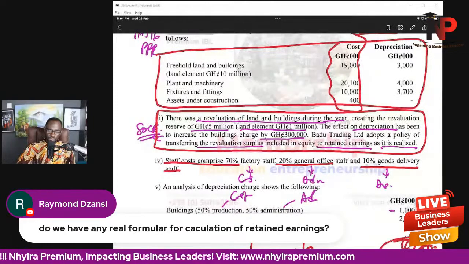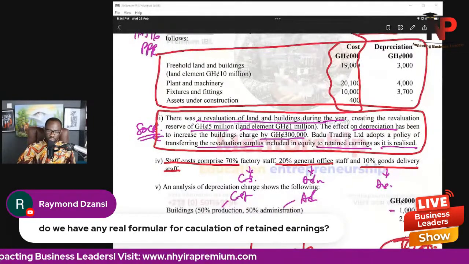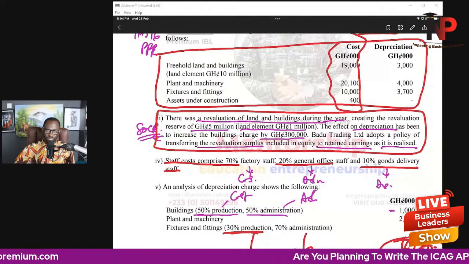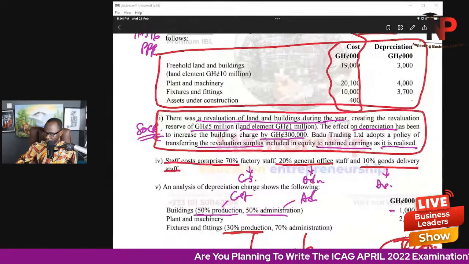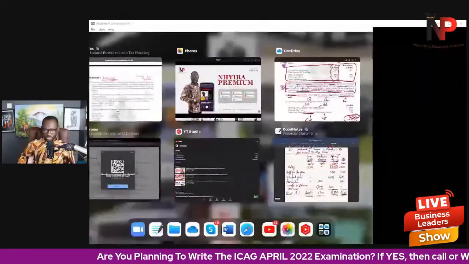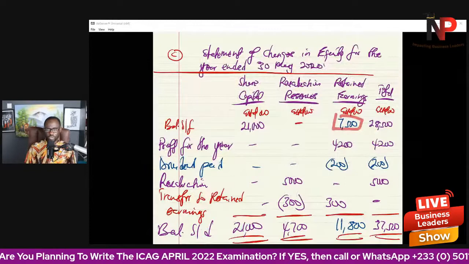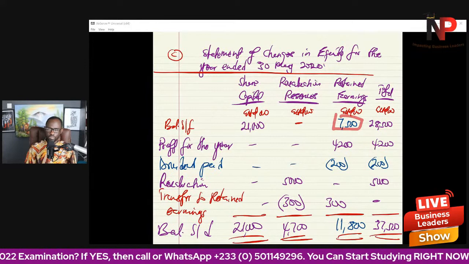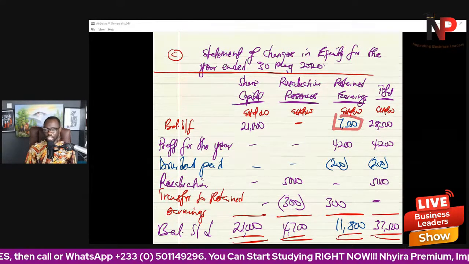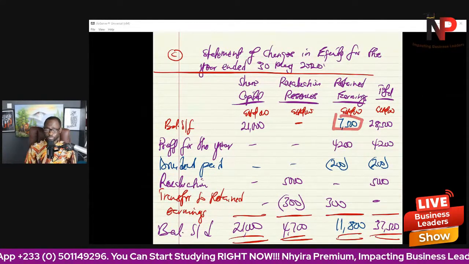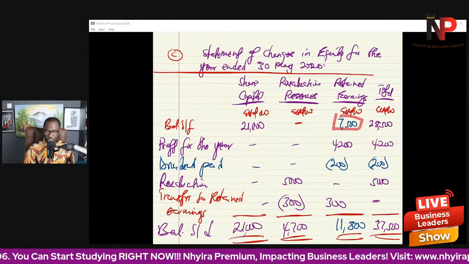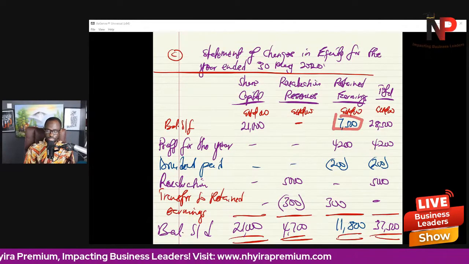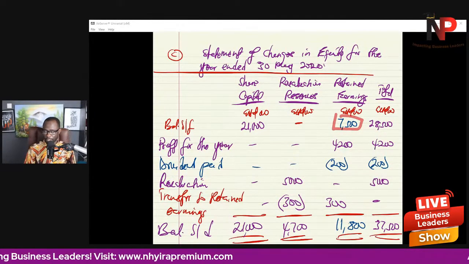Raymond said, do you have any real formula for calculation of retained earnings? When you say real formula, what does that mean? I don't know what you mean by real formula. Retained earnings, anything that relates to equity movement usually goes into retained earnings in terms of dividend payment, profit for the year, revaluation surplus. These items are recognized in retained earnings.